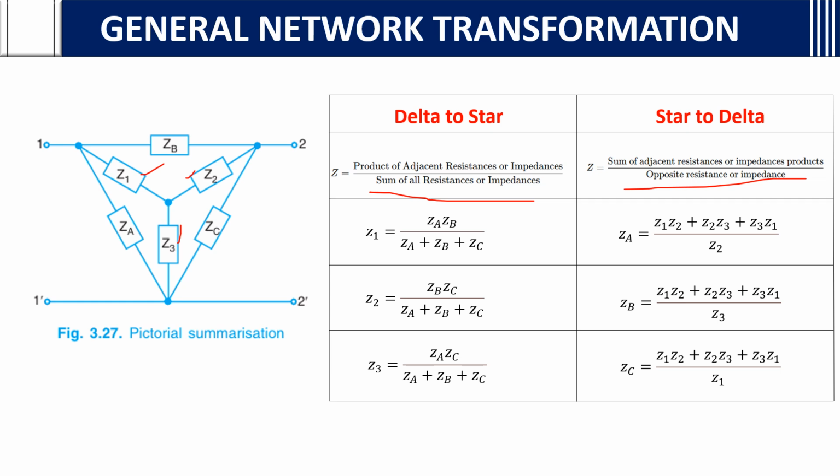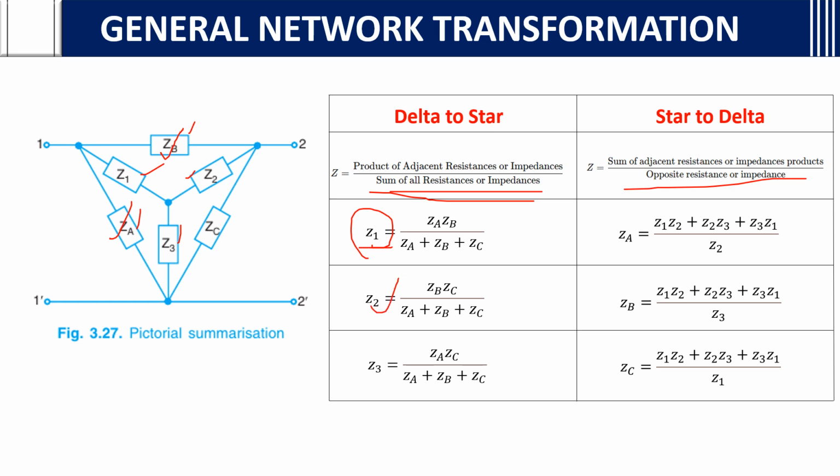To convert this delta form to this star form, what we need to remember is, for getting Z1, the product of adjacent resistances or impedances. To get Z1, take the product of ZA, ZB, the adjacent sides of Z1. If you want Z1, you look at the sides of Z1, which are ZA and ZB. So ZA times ZB divided by ZA plus ZB plus ZC, the sum of all the resistances.